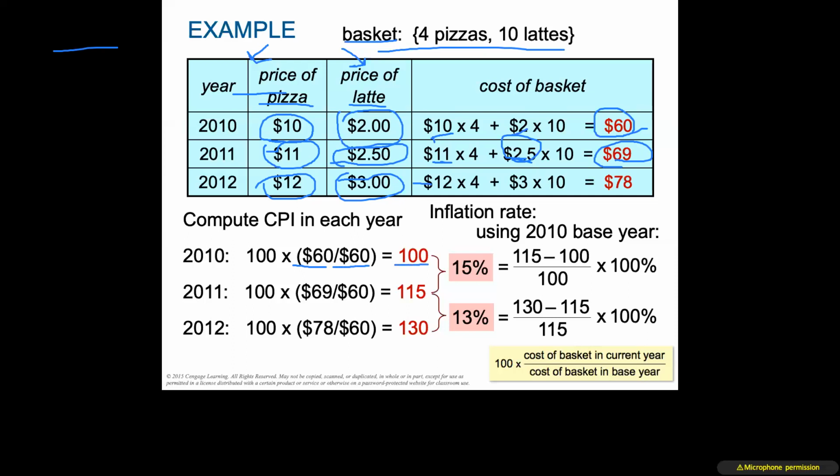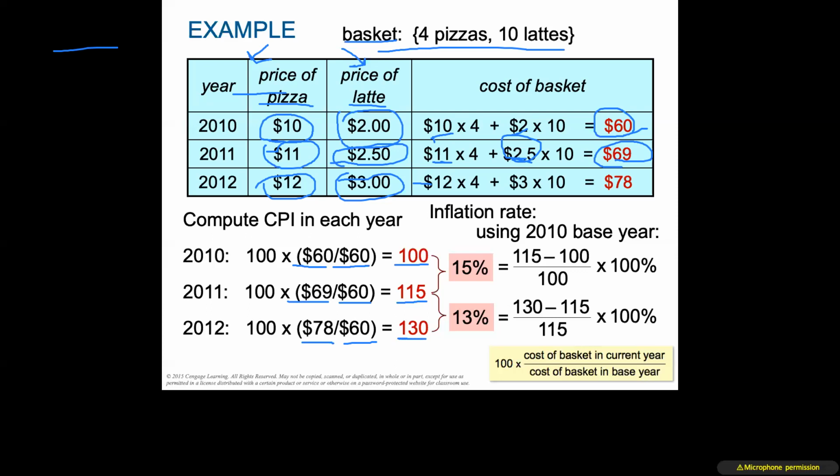get 100. Now in 2011, you're going to take that cost of the basket, which we just calculated, which was 69, divided by the cost of the basket in the base year, which we calculated to be 60, and you're going to multiply by 100, and you're going to get 115. Same thing for 2012. So now to calculate the CPI, you're going to take the cost of the basket in 2012, which is 78, divided by the cost of the basket in the base year, which is 2010, which is 60, and you're going to get 130.